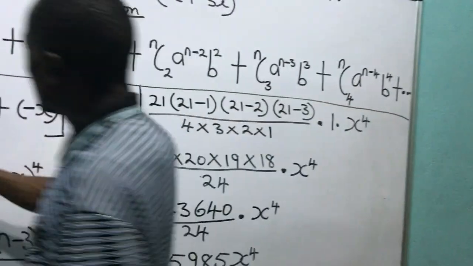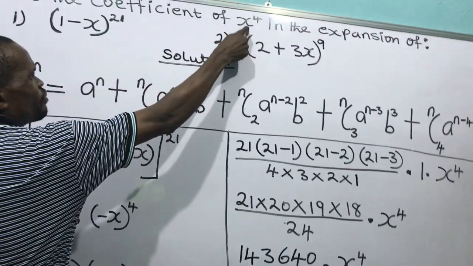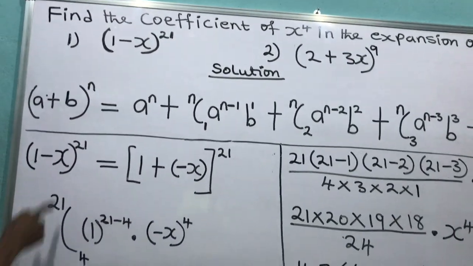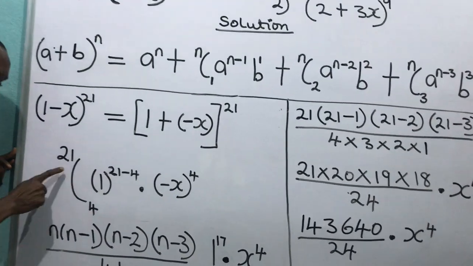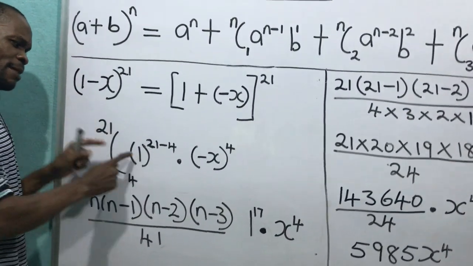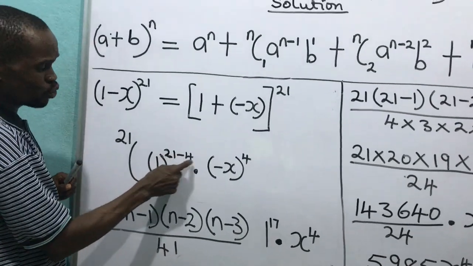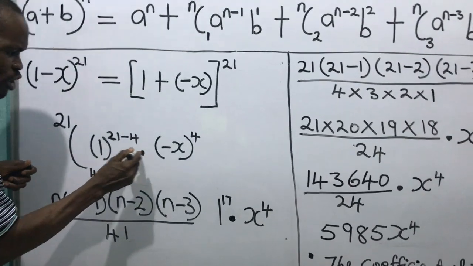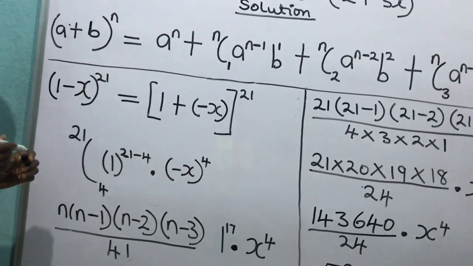So for me to get the coefficient of x raised to power 4 here, it means that I'm going to choose 4 out of 21. That means 21 combination 4. And the power of A will drop by 4. Look at it, the power of A now is 21 minus 4, 4 is what I'm choosing. Then multiplied by minus x all raised to power 4. That's what B will come over.